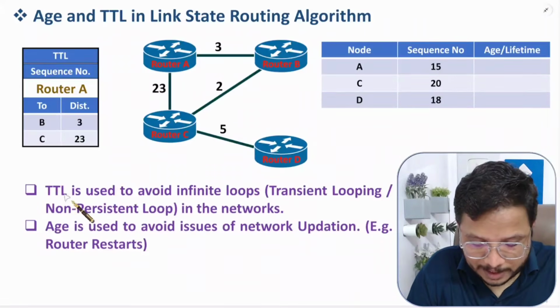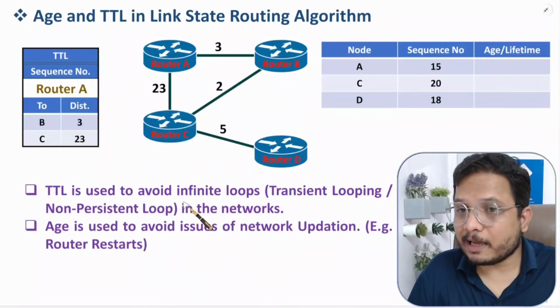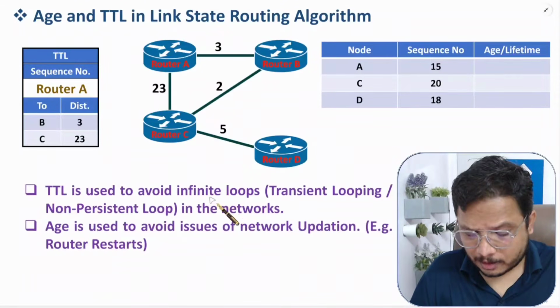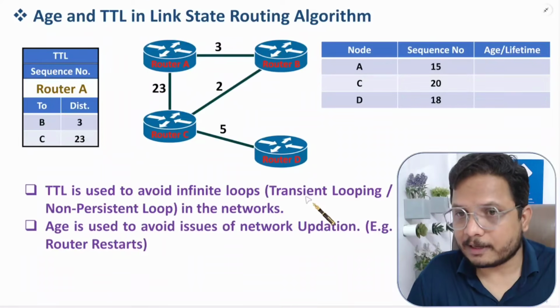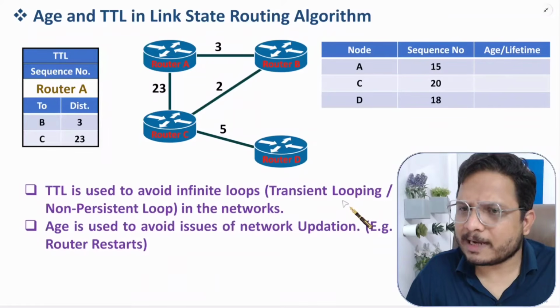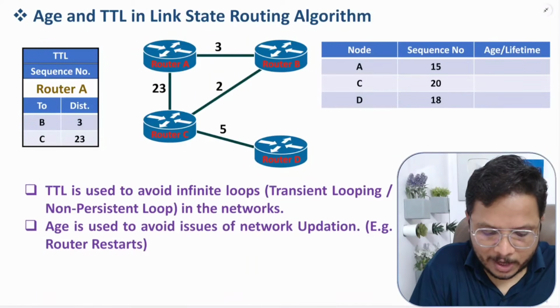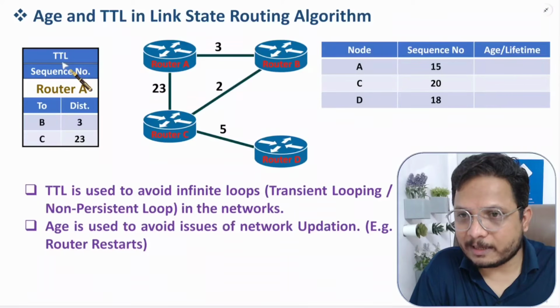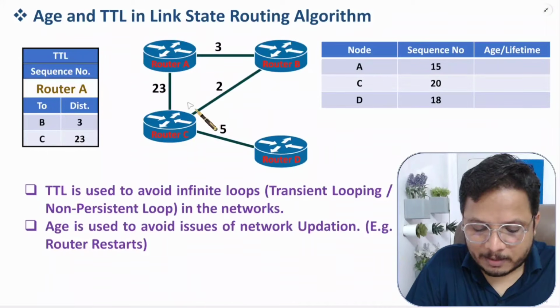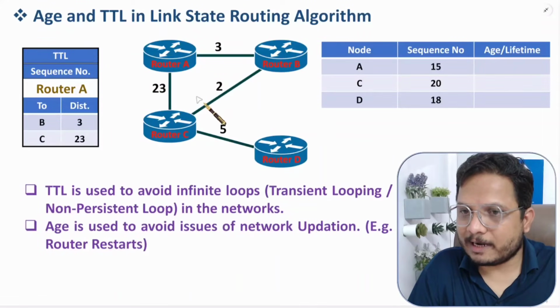So with the use of TTL, we are avoiding infinite loops. I have seen some questions like, what is the meaning of transient looping? See, transient looping means temporary looping. If you have a TTL field, for example, if I say the TTL field is equal to 18, right? So it is possible this frame may have 6 time loops over here, right?